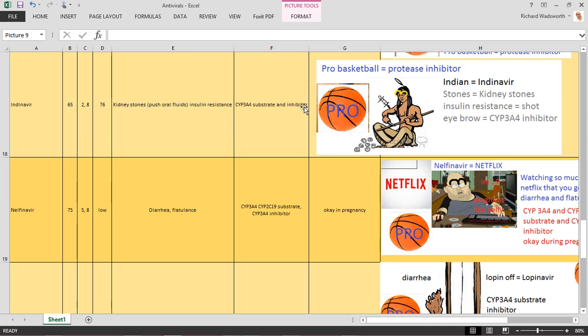CYP3A4 substrate inhibitor. I tried to draw this weird 3 on his eyebrows, but it was too dark with his hair, so I had to do it in yellow. Apologize. But that's to help you remember that. And also, he is getting a shot because of his insulin resistance, so that he can be healthy enough to play pro basketball. The first Indian to be a pro basketball player.